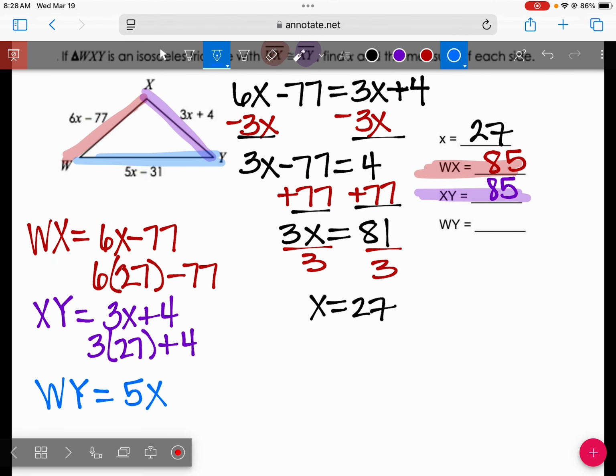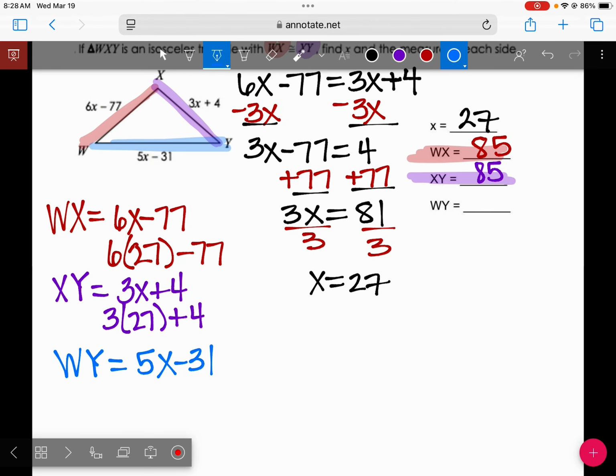All right, our last side, WY, that one should be different. WY is 5x minus 31. So that would be 5 times 27 minus 31. Go ahead, type that in. Somebody besides Isaiah, maybe somebody from this side of the room. What y'all get? What'd you say, Xavier? 104? Anybody else get 104? All right, right on.